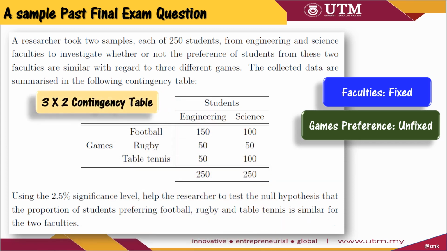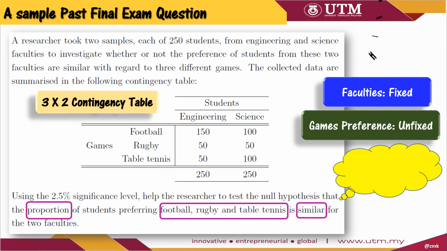Therefore, to help the researcher on testing the null hypothesis that the proportions of students preferring football, rugby, and table tennis are similar or homogeneous for the two faculties is to perform a homogeneity test, as shown in the subsequent slide.